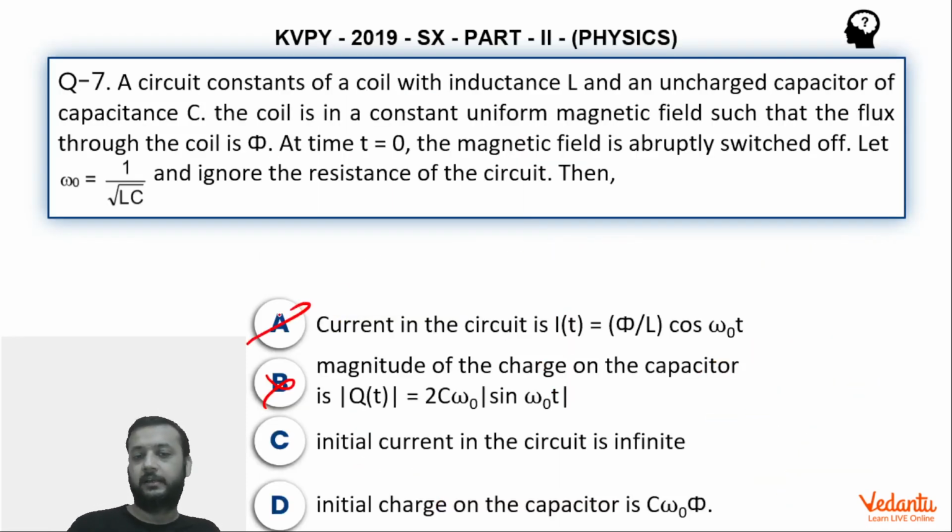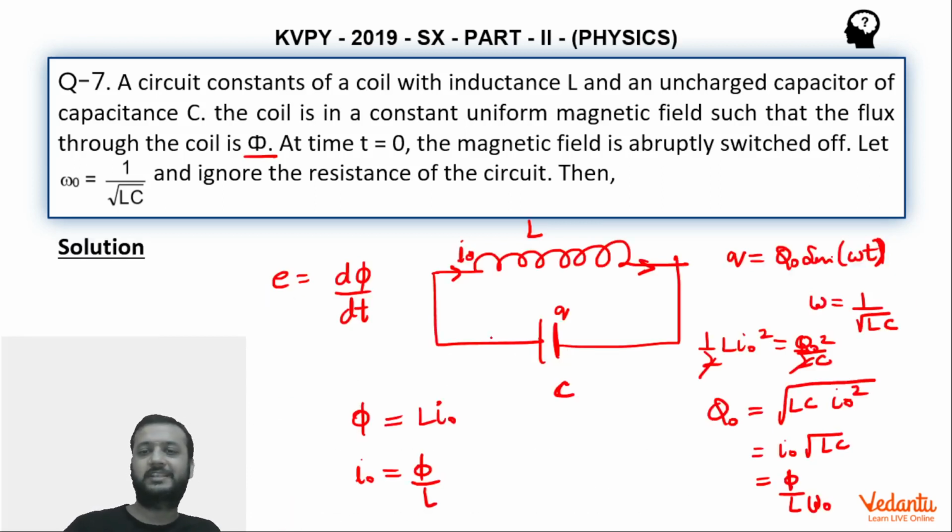So option A is correct. Initial current in the circuit is infinite, which is wrong. Initial current in the circuit, as I told you, is 5 by L. Initial charge on the capacitor is this, which is wrong. Initial charge on the capacitor was 0. So I hope you would have understood.